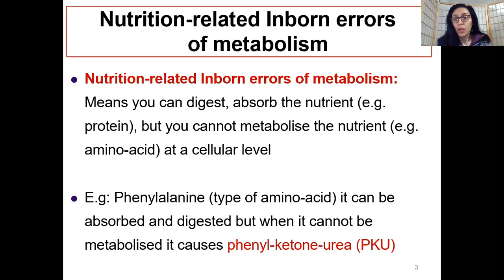So you have an amino acid called phenylalanine. Yes, you can digest and absorb phenylalanine, but when it enters the cell, you cannot metabolize it. What exactly do we mean by metabolism of phenylalanine? We'll come to that later in the slides. But when you cannot metabolize it, that is when you have the disease condition called phenylketonuria.